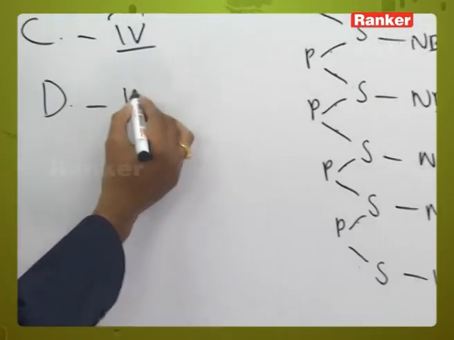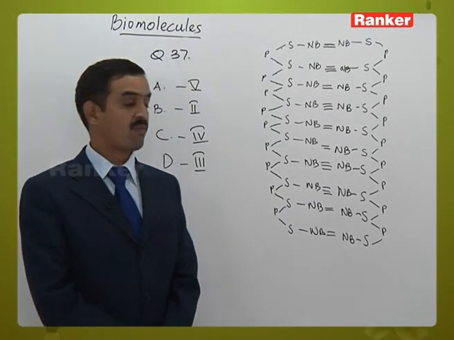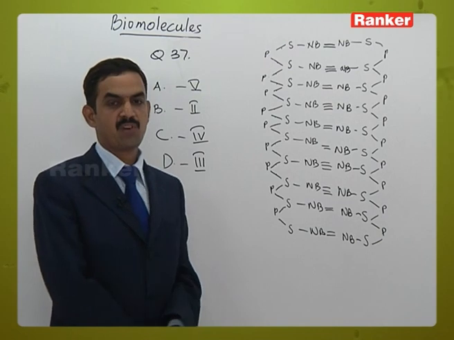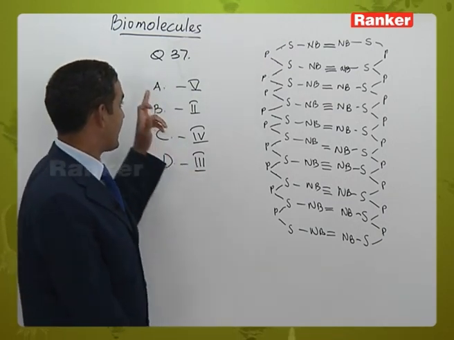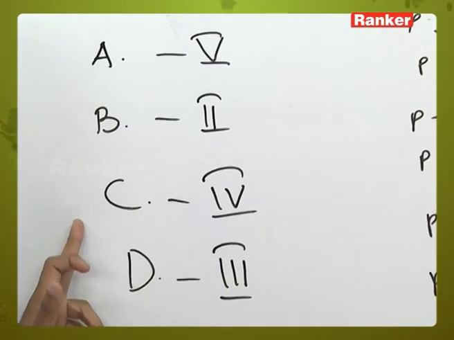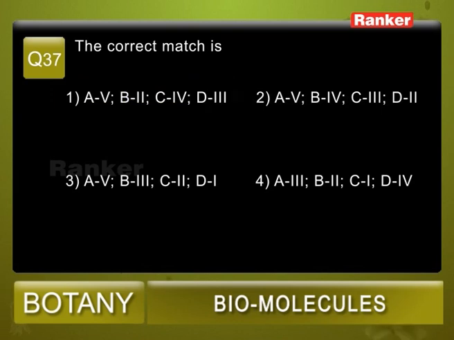So D is 3. One coil has 18 phosphodiester bonds on one side. So from the given options, A is 5, B is 2, C is 4 and D is 3. So question number 37, the correct answer is 1.